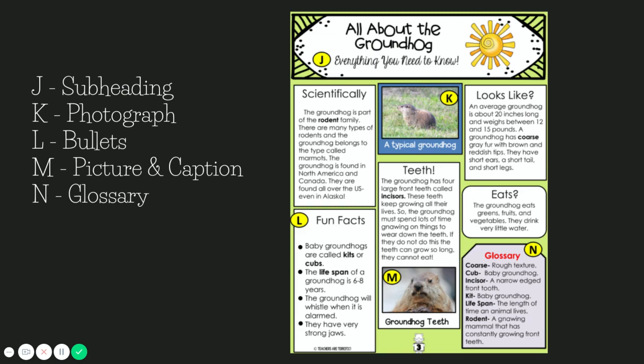So J, we see a subheading. It says all about the groundhog, everything you need to know. So this is just another subheading of the topic of Groundhog Day and what we're learning about the groundhog. K is a photograph, so you see a groundhog pictured there. L is another bulleted list. M, notice there's a picture of a groundhog, but it also includes some words underneath.